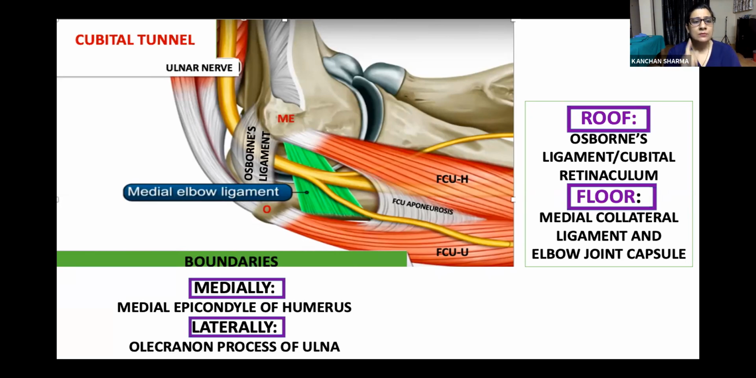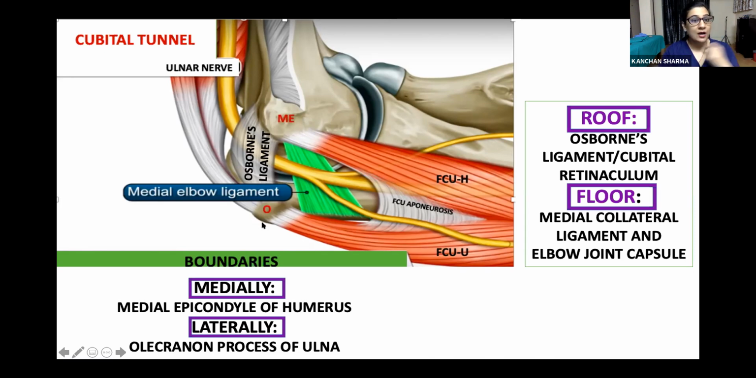Carpal tunnel is the most important entrapment neuropathy, and the second entrapment neuropathy is cubital tunnel. Again, when I say tunnel, they are all osteofibrous canals, and how they are formed, that is more important for us to understand. Now look at this slide. Here you have your medial epicondyle. On the posterior aspect, you have your olecranon process. Again, two bones, two pillars.